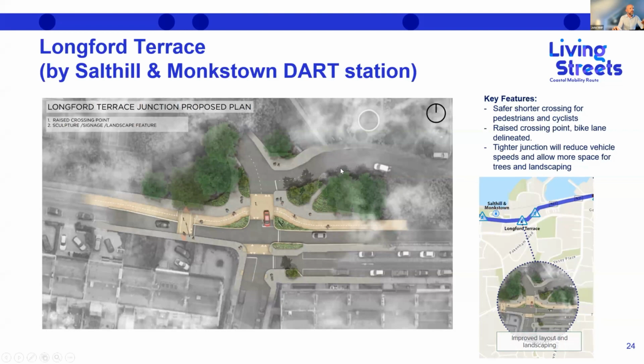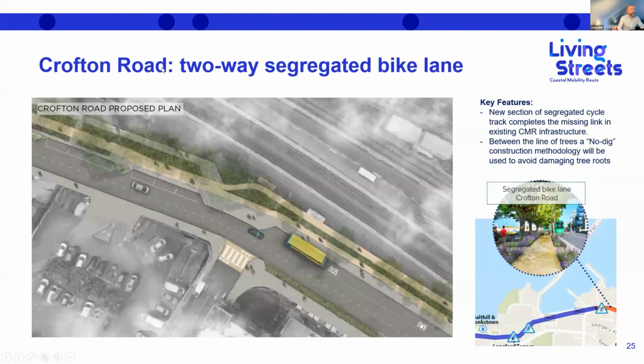The next zone which we're looking at is Crofton Road. So what we're proposing here is a two-way segregated bike lane. You can see in this plan that we have the existing pedestrian route along by the wall and the trees, and then we're proposing to have a two-way cycle lane, which runs along. That actually splits as it moves up before it comes to the bus stop, so you have space for pedestrians to board and disembark from buses themselves.